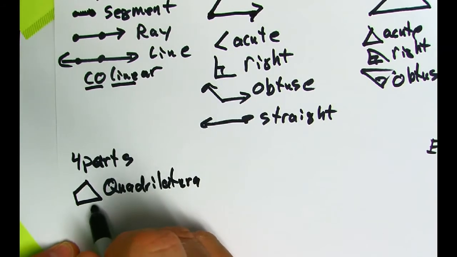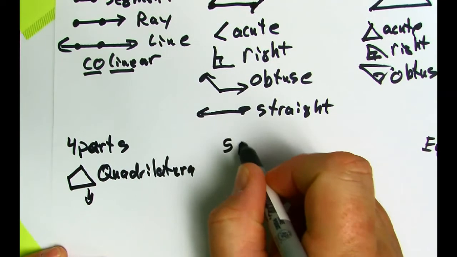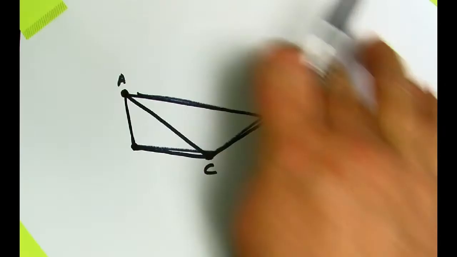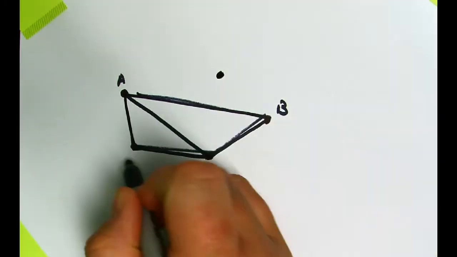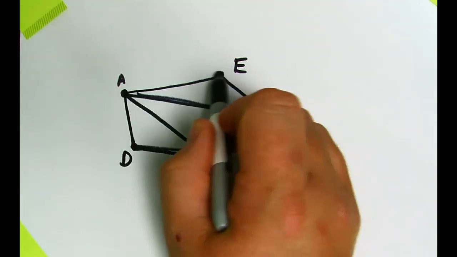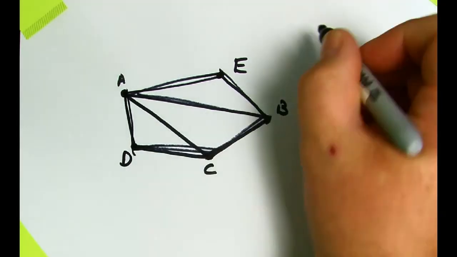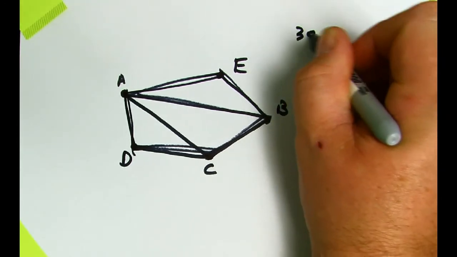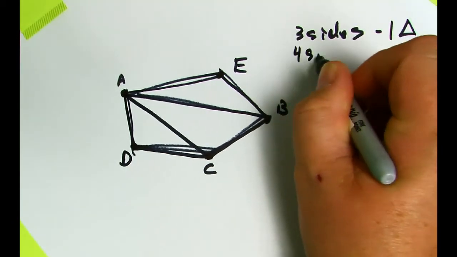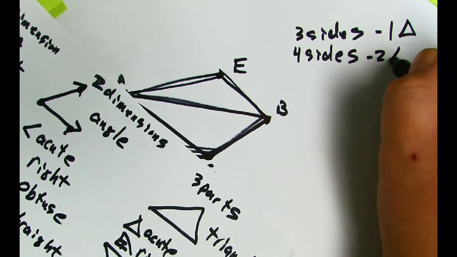And there are a number of different types of quadrilaterals that we can go into. But for now, let's move to 5 parts. As soon as I move to 5 parts, that means I put a 5th point anywhere around here. So let's put it out here. And if I connect the adjacent points, I now have a 5-sided figure. But what you'll also notice is that with 3 sides, I have 1 triangle. With 4 sides, any 4 sides, I always have 2 triangles.